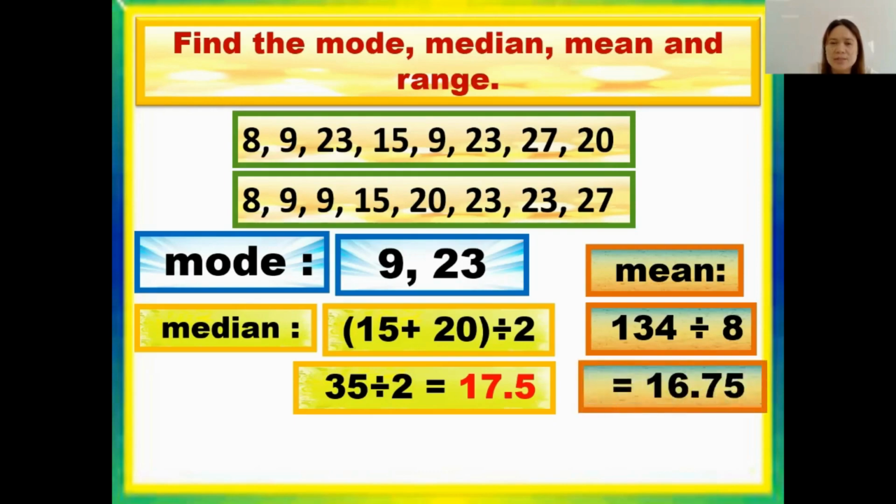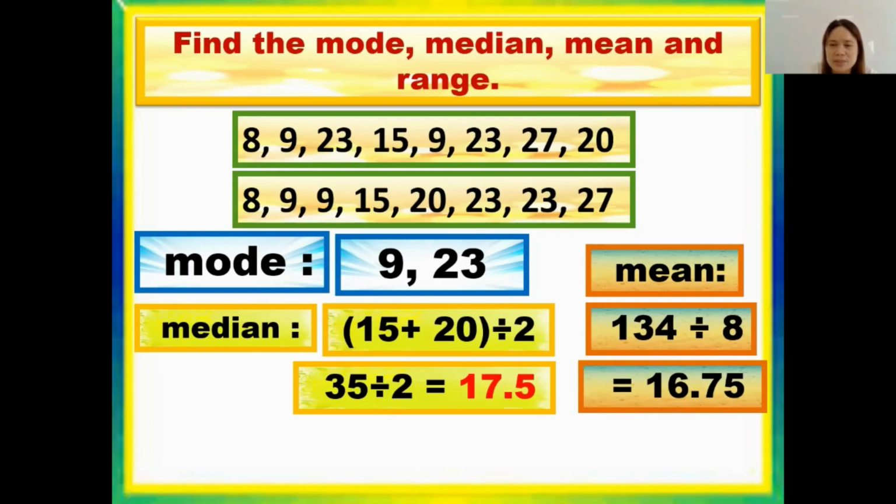And you can write your answer in 2 decimal places or in 1 decimal place, but make sure you follow the instruction if they ask you to write in 1 or 2 decimal places. So in this case, it's exactly 2 decimal places, which is 16.75. It's the mean. And range is one of the easiest questions that you can answer, Year 8.